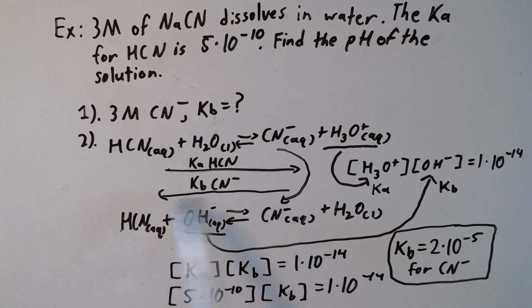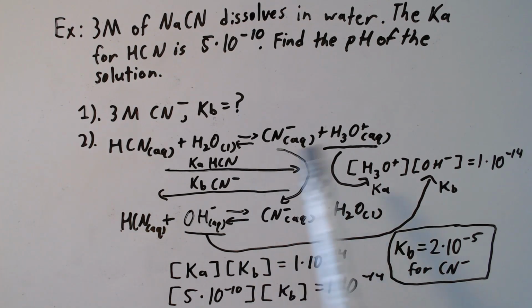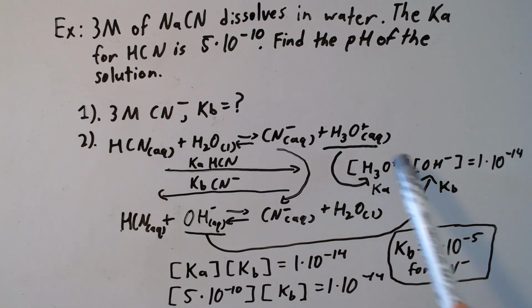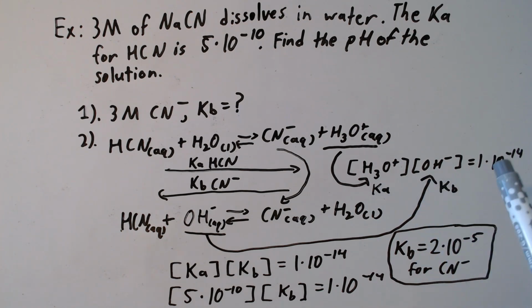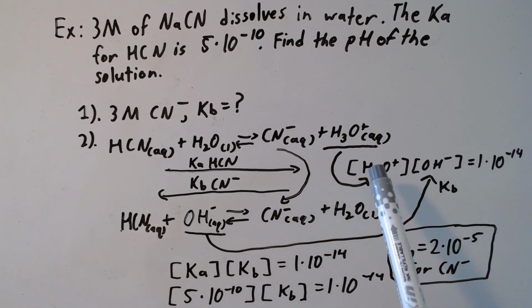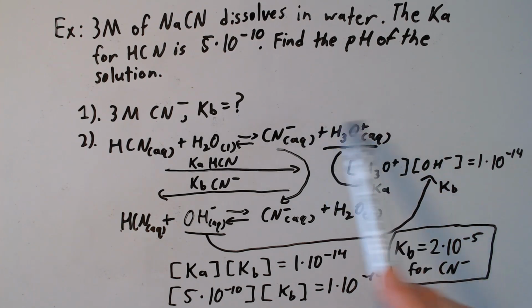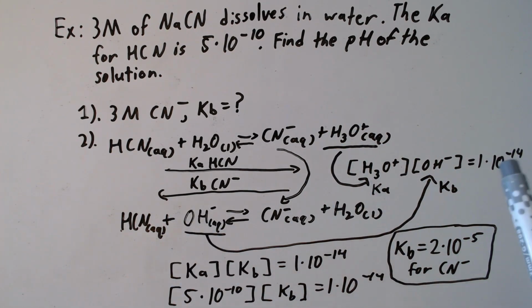So that's the Kb for CN-. And we also know that the product of the concentration of H3O+ and the OH- in any solution at a certain temperature, in this case room temperature, is equal to 1 times 10 to the negative 14th. So the product of H3O+ and OH- has to equal 1 times 10 to the negative 14th.